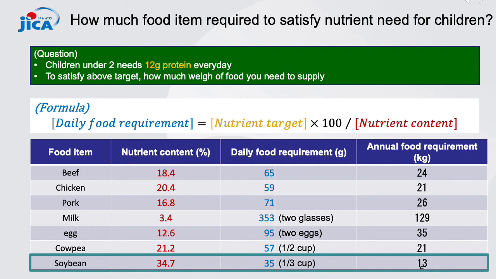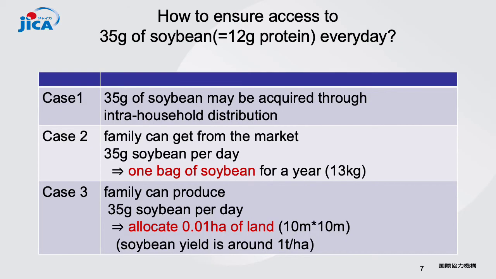So by looking at all the numbers, probably a realistic approach would be 2 glasses of milk or 1/3 cup of soybean, or a combination of these items. Okay. From the previous slide, now we know 35 gram of soybean is required to satisfy the nutrition target of children under 2.